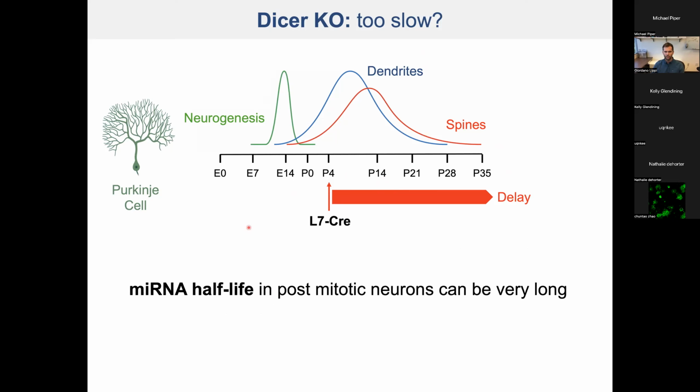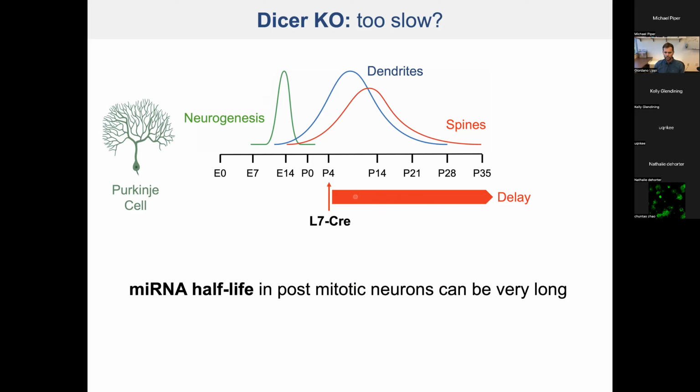And the reason why you have such a big delay in the onset of the phenotype is because microRNA half-life, particularly in post-mitotic cells like neurons, can be very long. So the microRNA is sort of shielded, both at the 5' and 3' ends, by the argonaute complex, and so the RNases cannot really degrade it, and so abundant microRNA can survive inside cells that lack dicer for weeks and weeks.